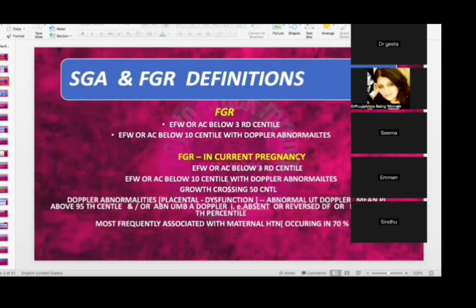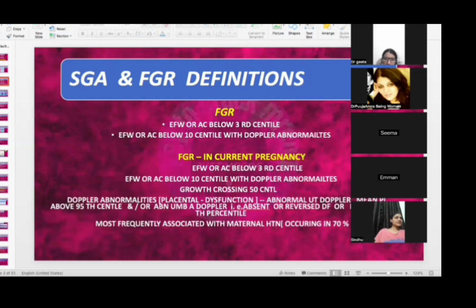What are the Doppler criteria? Doppler abnormalities means placental dysfunction. If there is any abnormal uterine artery Doppler, like mean PI more than 95th centile, alone having this is not a criteria. With this, one has to have umbilical Doppler abnormalities as well, like mean PI more than 95th centile or absent or a reversal diastolic flow.